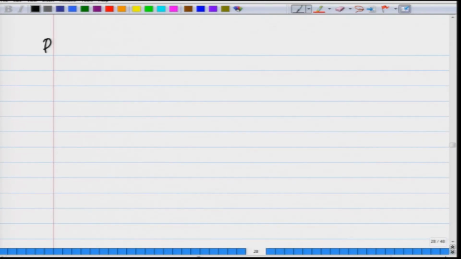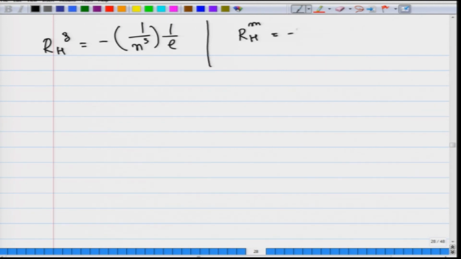So, I can write RHS, this is for the semiconductor, 1 by NS, 1 by E, and RHM will be minus 1 by N for M, 1 by E. So, this is for the semiconductor and this is for the metal.